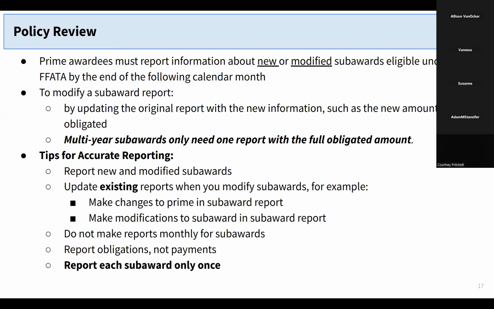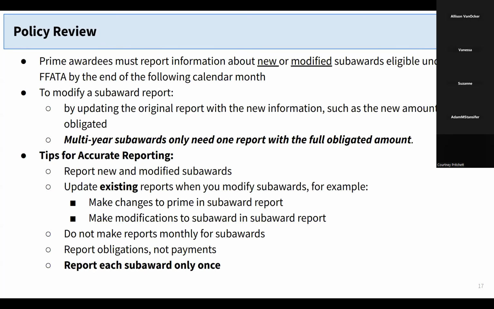Which leads us to tips for accurate reporting. Multi-year subawards only need one report with the full obligated amount. Again, unless something changes, you don't need to come in and make a change to that existing report. You need to report new and modified subawards. Update those existing reports, as I mentioned before, when you need to make a change. Do not make reports every single month for a subaward. I'll repeat that again: you do not need to make reports every single month for the same subaward. You only need to come in when something actually changes for the specific subaward that you're talking about.